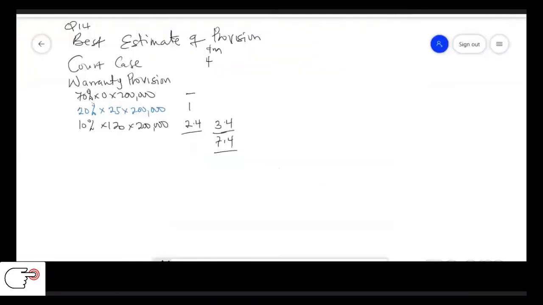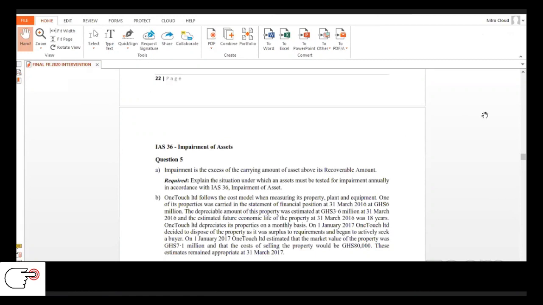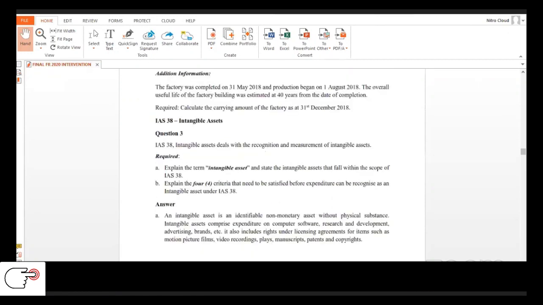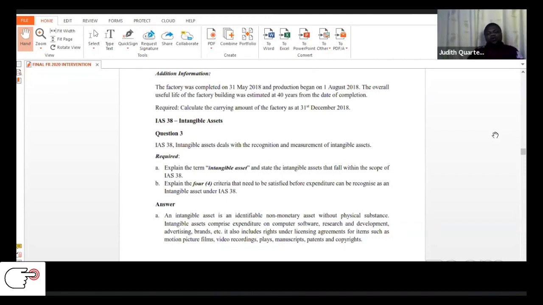Okay. I'm asking a question, what is an intangible asset? It's an asset with no physical substance. You are doing IC. An identifiable non-monetary asset without physical substance. Substance. Very important.